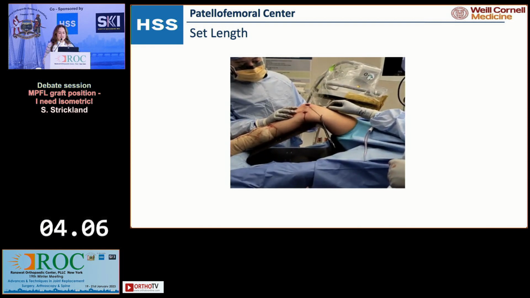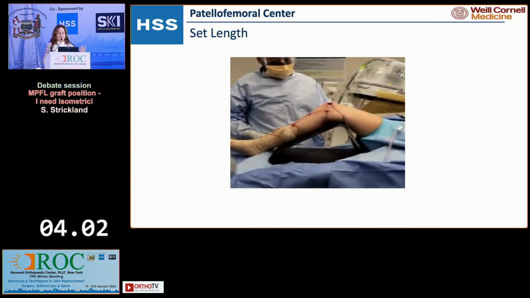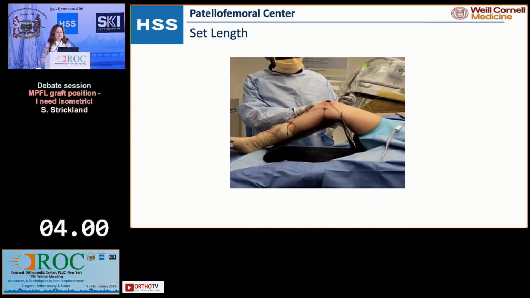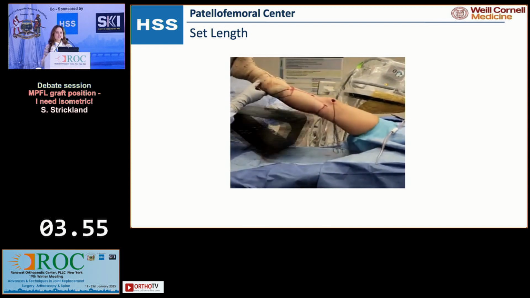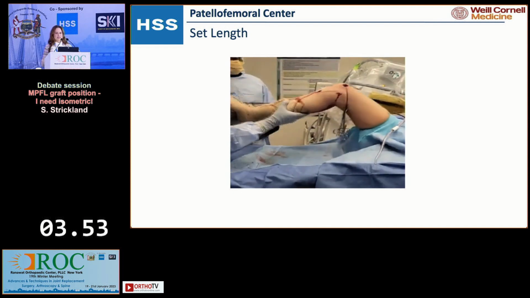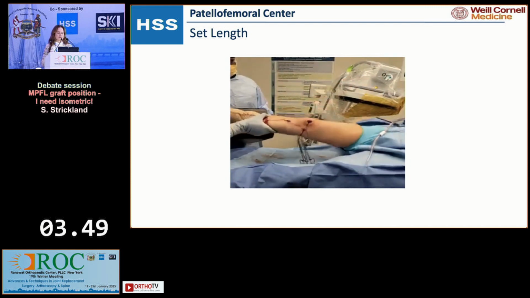Here you can see as the graft is just pulled in, you can set the length. And as I showed on my previous talk, if I can, I like to use a tightrope because that allows me to kind of fine-tune it. I can check my length, and then if I think maybe I want another millimeter or two, it's very easy, much easier than if you use an interference screw.